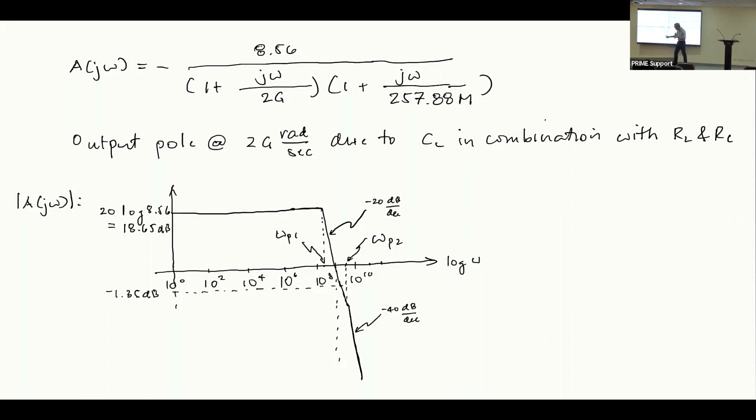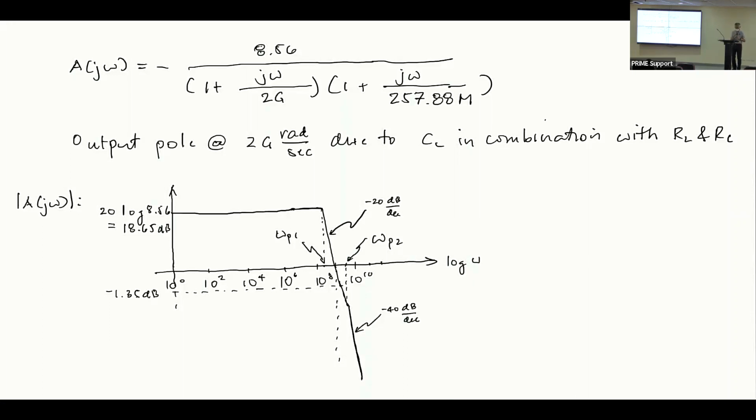Left of midpoint. As soon as you get to 2 gigaradians per second, what happens? Your deceleration will add by another 20 dB per decade. So magiging 40 dB per decade na. Okay? So here 20 dB per decade. Pagdating dito sa 2 gigaradians, magiging minus 40 dB per decade. So that's how the magnitude of your frequency response will look like. Any questions?